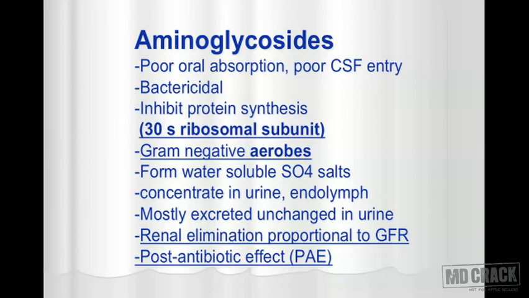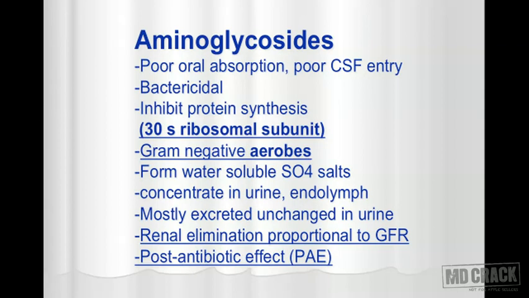The next important characteristic is they are bactericidal agents. They're going to kill the bacteria. By what mechanism? By inhibiting protein synthesis. They are going to bind with the 30S ribosomal subunit and then lead to inhibition of protein synthesis. That's common for all aminoglycosides. We already said they are active against gram-negative aerobic organisms.